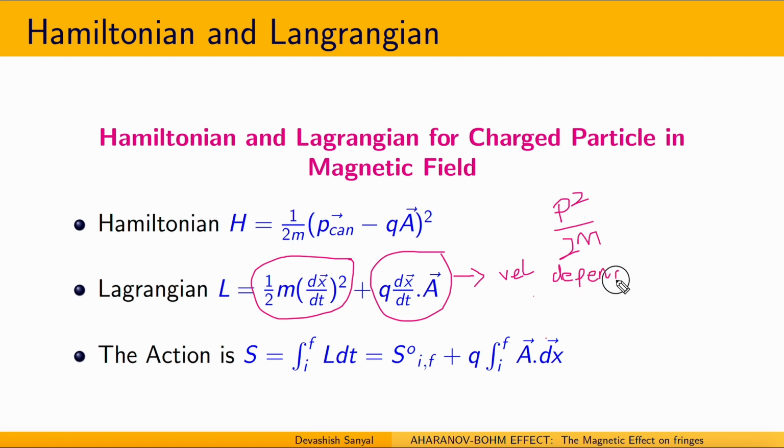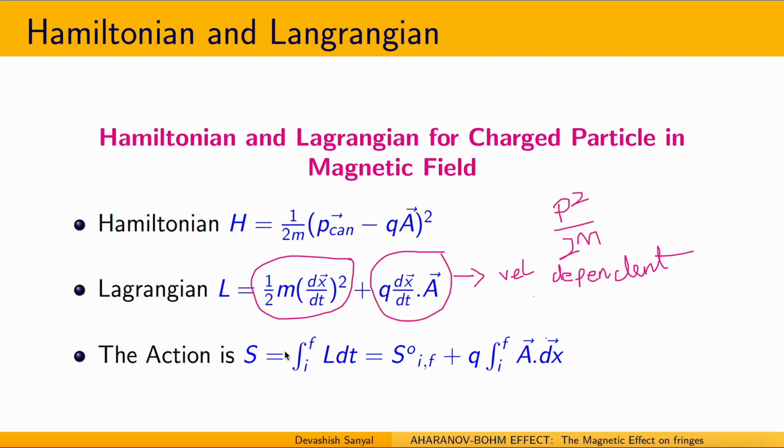We'll be working with the Lagrangian. So we have the Hamiltonian for a free particle, a Hamiltonian for a charged particle in a magnetic field, and we have the Lagrangian for a charged particle in a magnetic field.